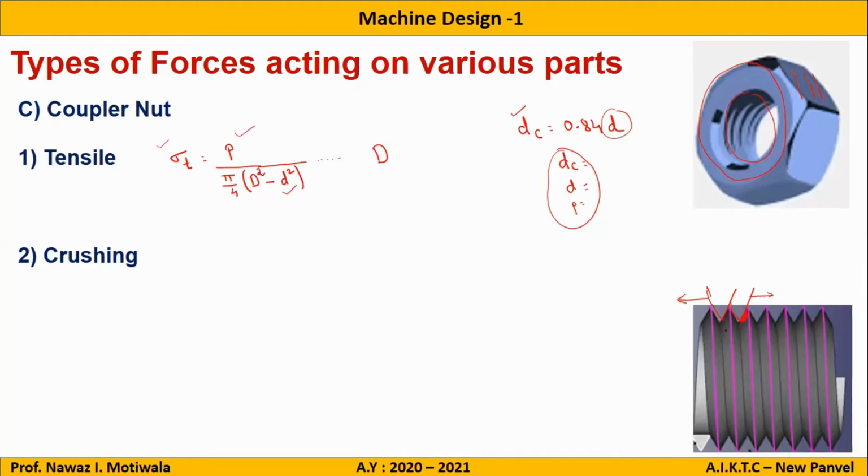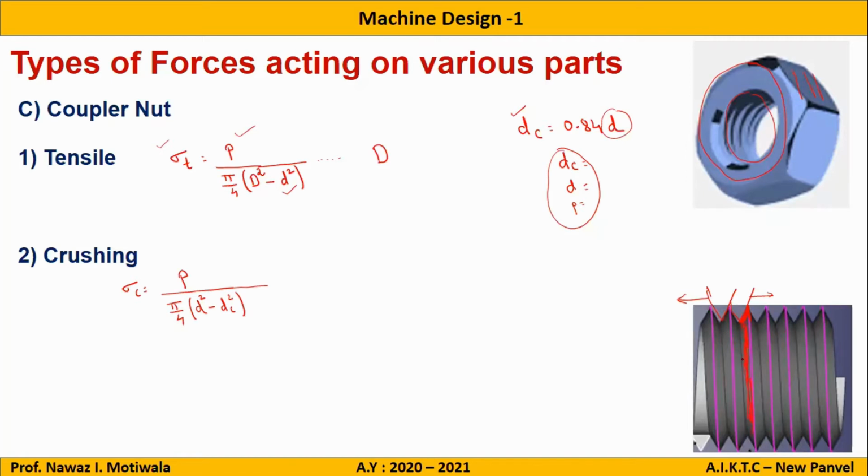Yes sir, this area will be pressed. And which is this area? This is pi by 4 outer diameter square minus pi by 4 D C square. So I will write here sigma C is equal to P divided by pi by 4 outer diameter square of nut minus the core diameter square. Is it correct? This entire area will be pressed.